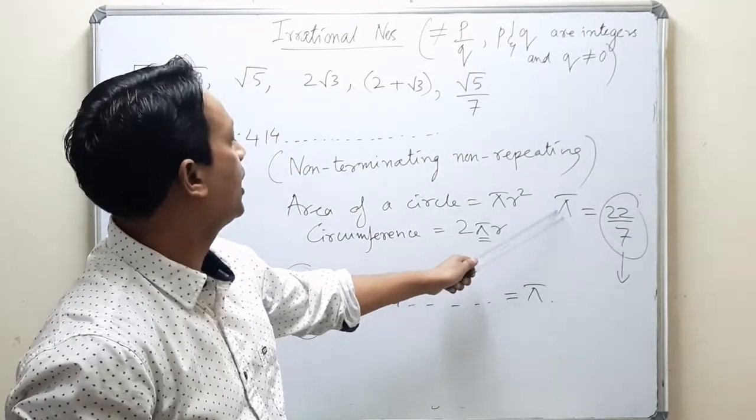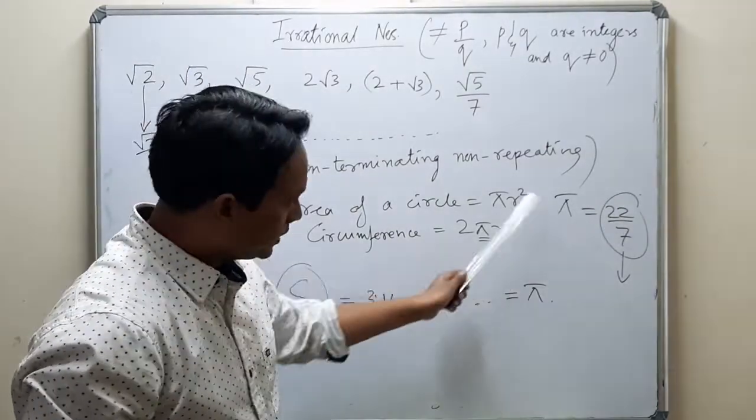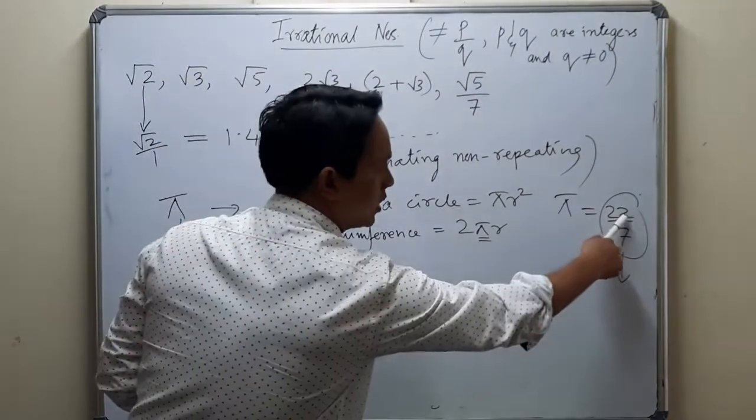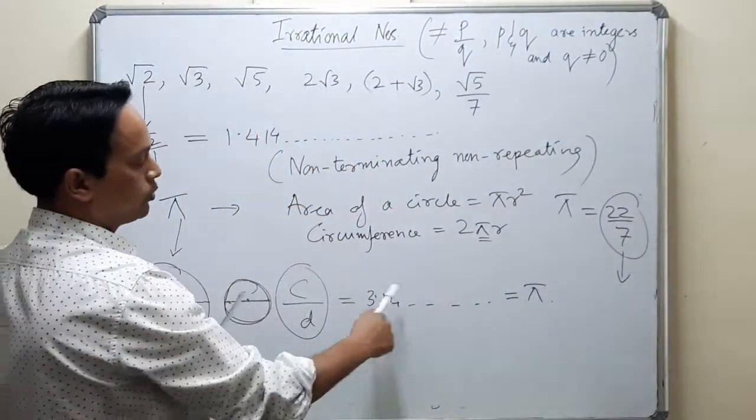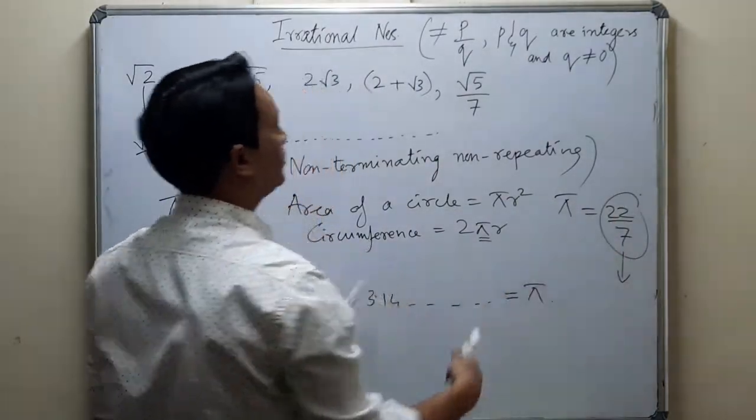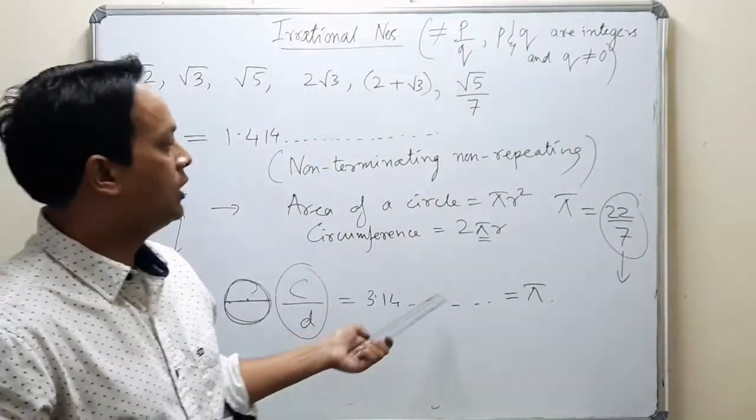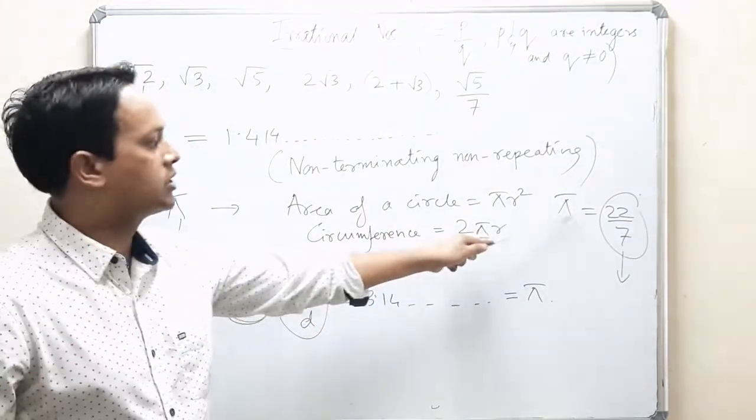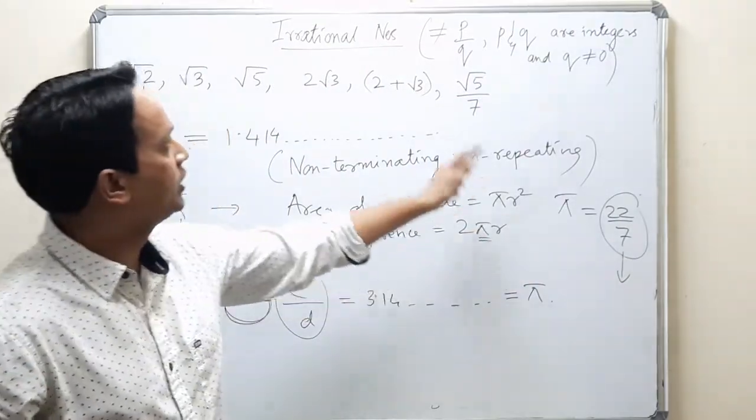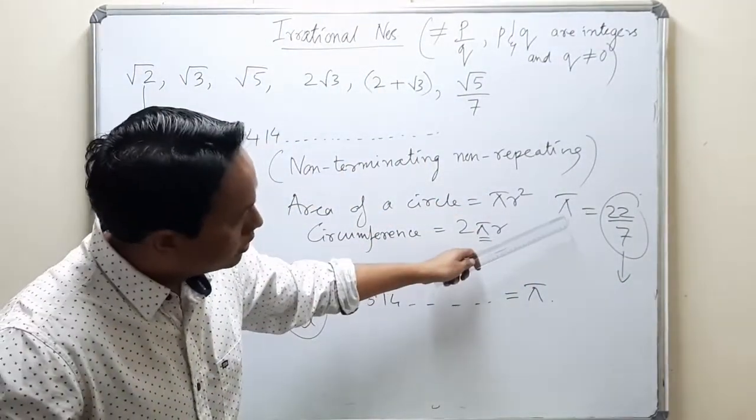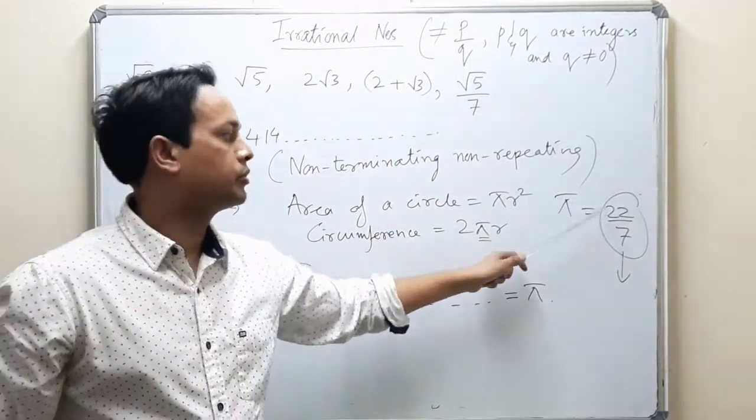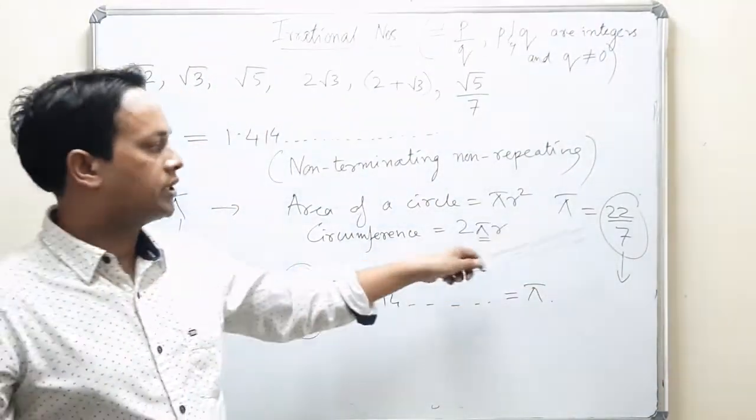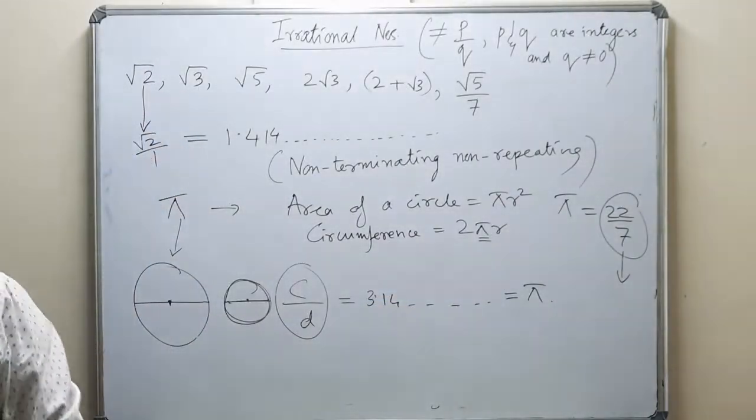But the actual value of pi and 22 by 7 differ. The first two decimal places are the same. If we divide 22 by 7, you will get 3.14 in the first places, and then from the third place onwards, it will differ from the actual value of pi. So remember, pi is irrational, 22 by 7 is rational. Only for calculation purposes, in place of pi, we substitute 22 by 7, because 22 by 7 is approximately equal to the value of pi.